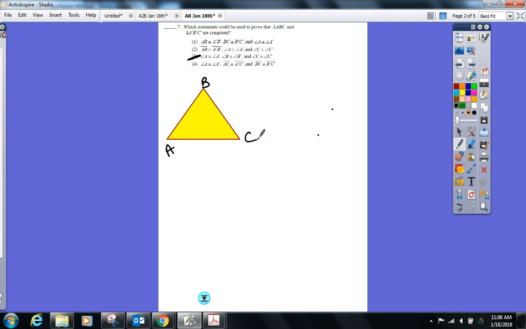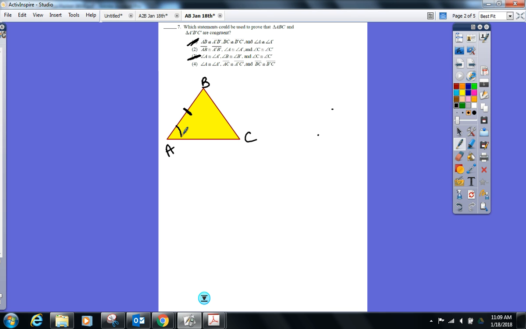And I'm only going to mark up one diagram. So AB, BC, angle A. Is that a method to prove triangles congruent? Nope. I know we joke all the time, but I still have people write down the old side-side-angle. Nope. All right, so that's gone. That's not a way.